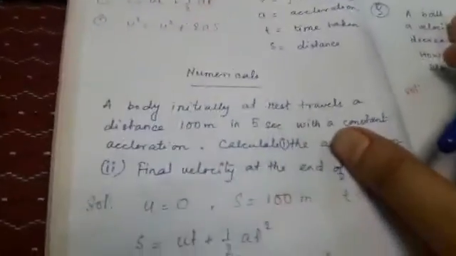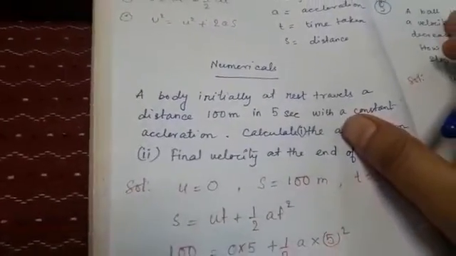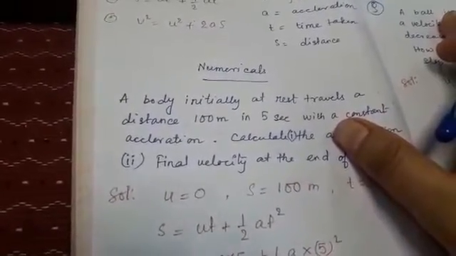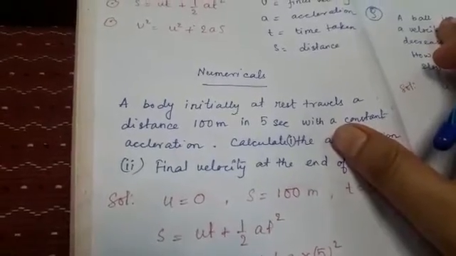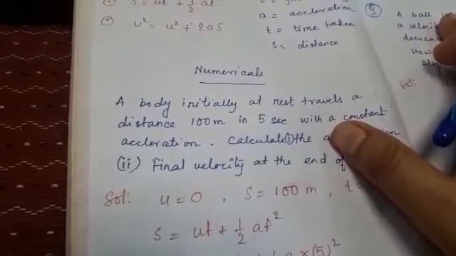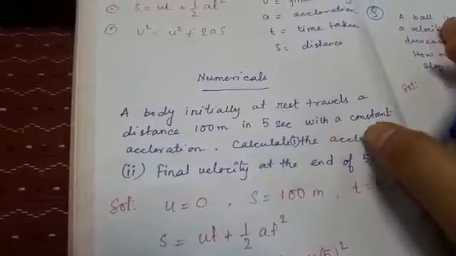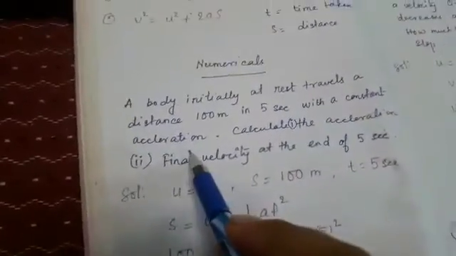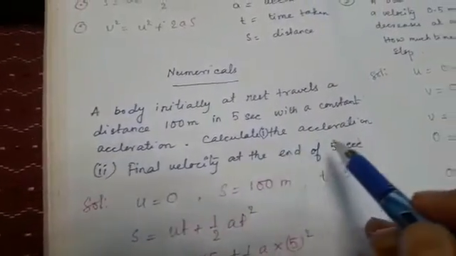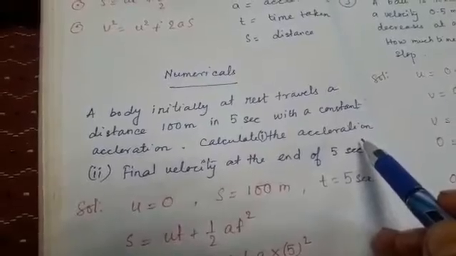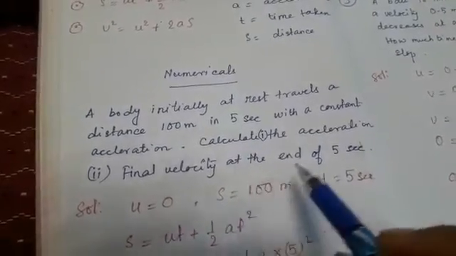So let us see some numericals. First, see, a body initially at rest travels a distance of 100 meter in 5 seconds with a constant acceleration. Calculate the acceleration, number one. Number two, the final velocity at the end of 5 seconds.